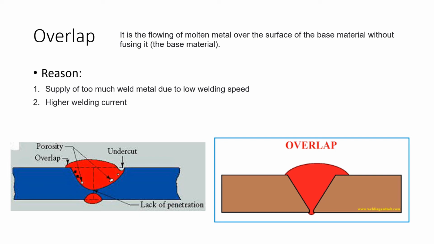Reasons? What are the reasons? Supply of too much weld metal due to low welding speed. When we go for a very low speed, the weld metal gets flown over the gap which we intend to fill up with the molten metal. So it will be flowing over that. Then higher welding current is also another reason. So these two must be avoided to overcome this overlap problem.